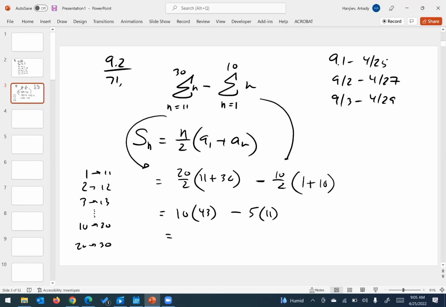I'm going to jump to the back of the book to see what they got. 9.2, 71. That sounds about right. What'd you guys get? 55.